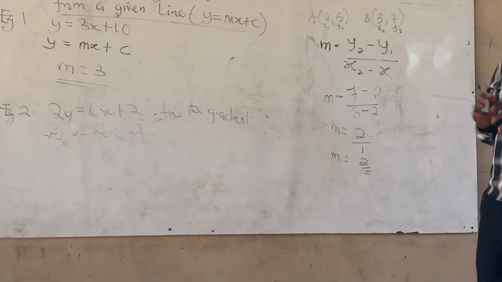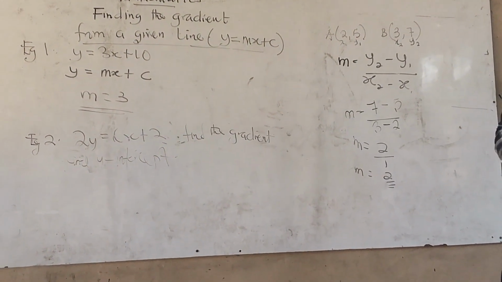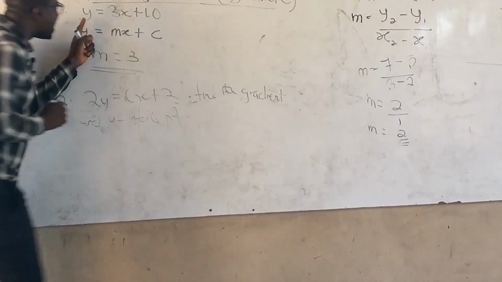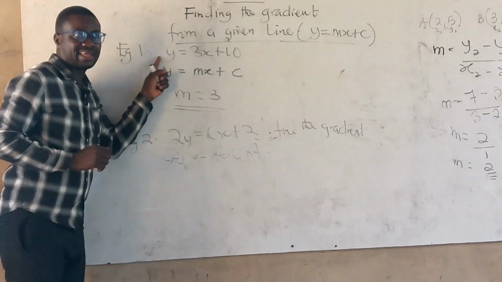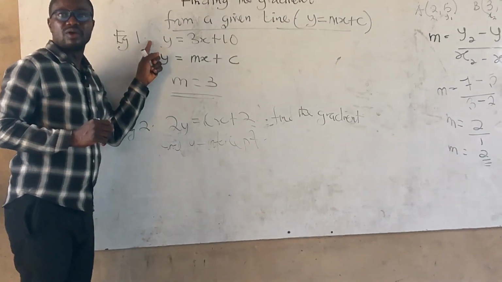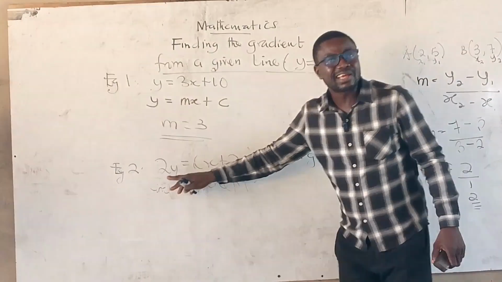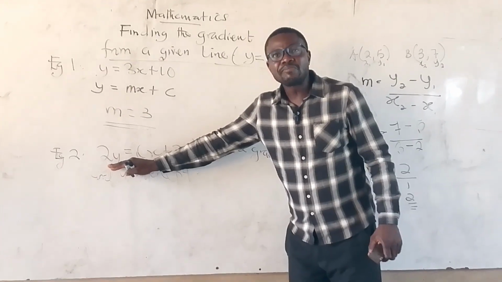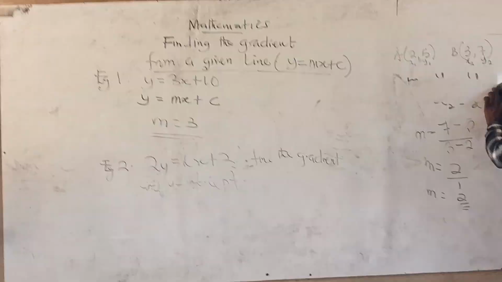Okay? So the same thing, you compare. But before you can compare, for this one, you see that in the first one there was no number attached to y. But in the second one, there is a number attached to y. Am I right? So you have to simplify and make y the subject. All right.